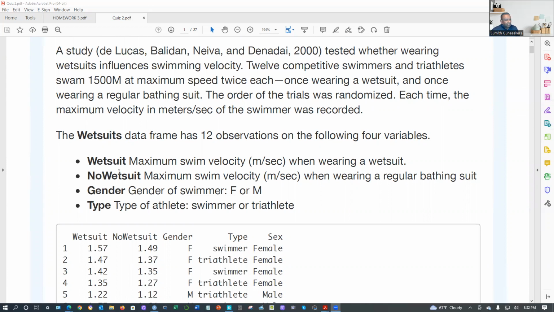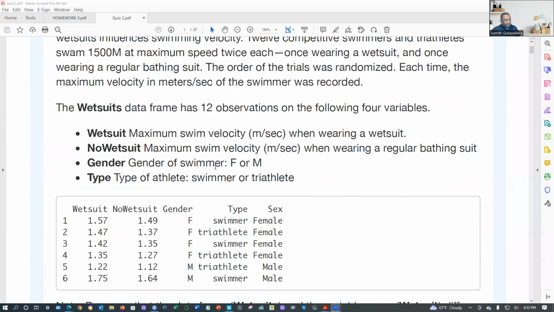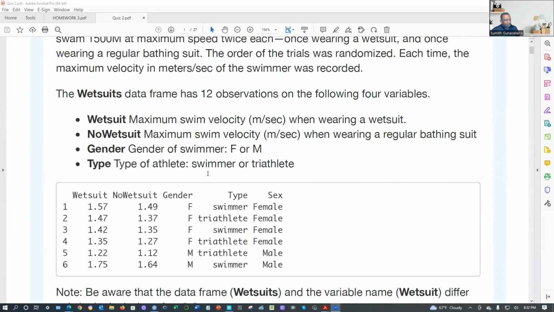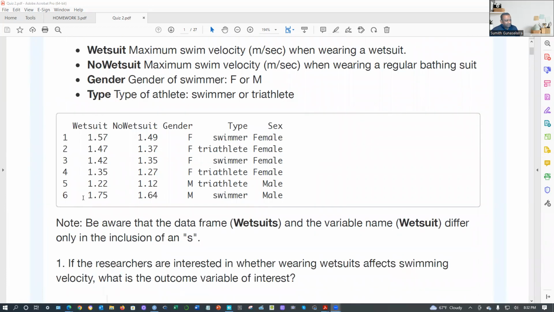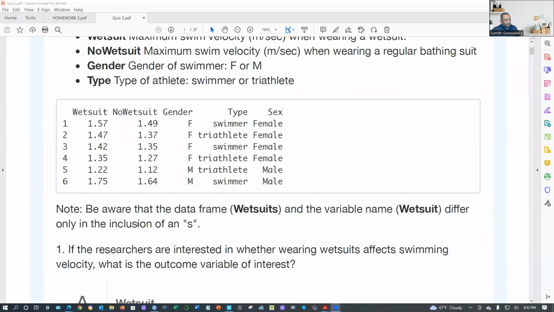So, wetsuit, and this is wetsuits. See, S, okay, and extra X. wetsuit is the maximum swim velocity when we are in a wetsuit. nowetsuit is the maximum swim velocity when we are in a regular bathing suit. Gender is the gender of the swimmer, female or male, and type is the type of athlete, swimmer or triathlete. This is the data set they have given, the first entries, information on the first six swimmers or triathletes. Be aware that the data frame wetsuits and the variable name wetsuit differ only in the inclusion of an S.